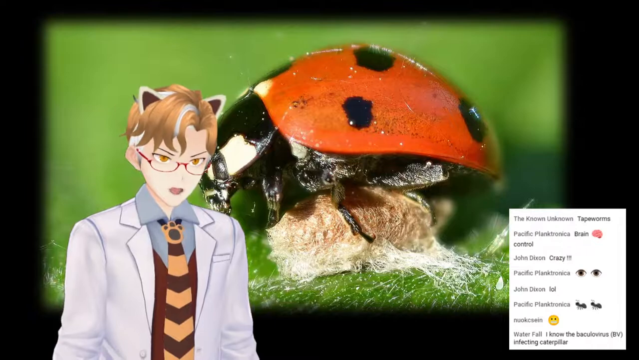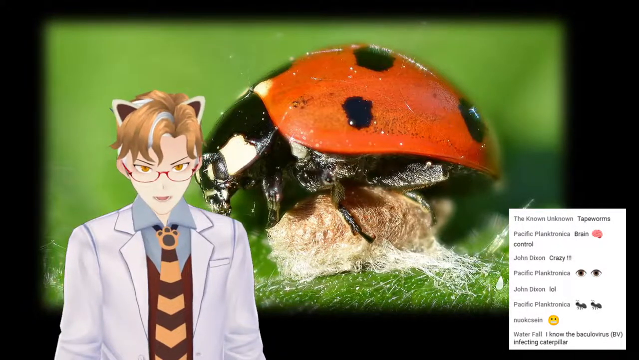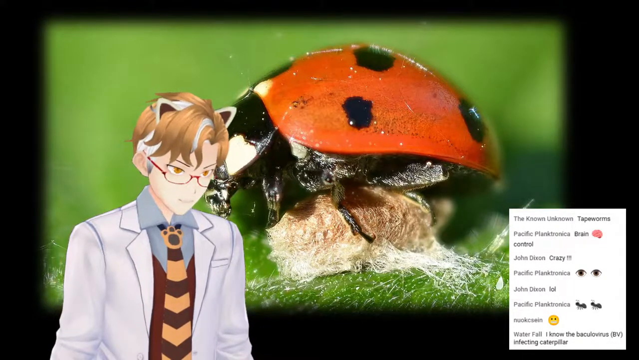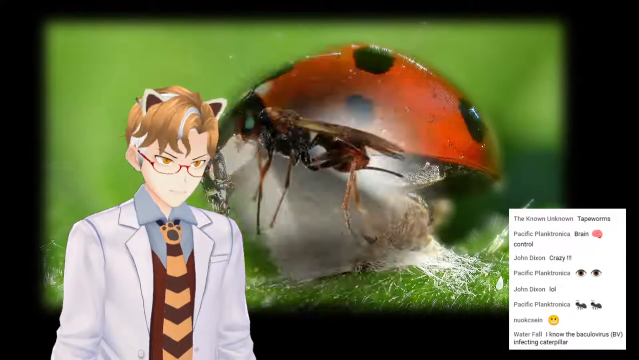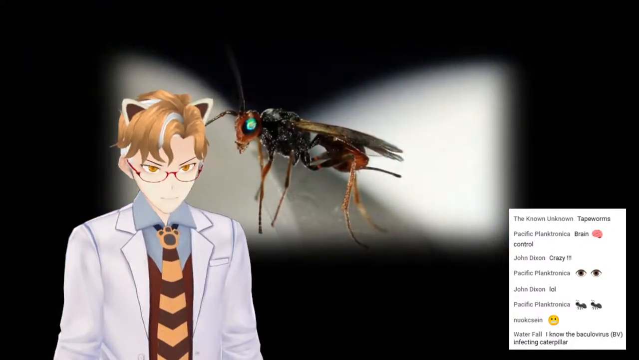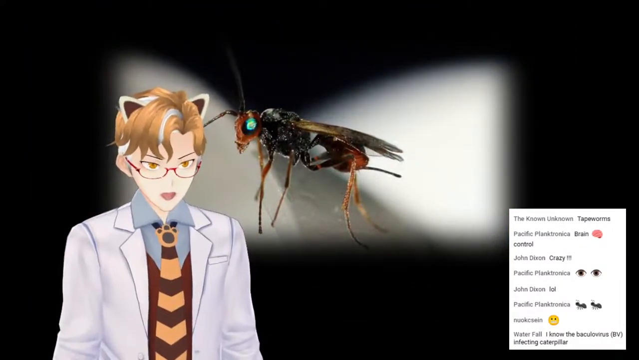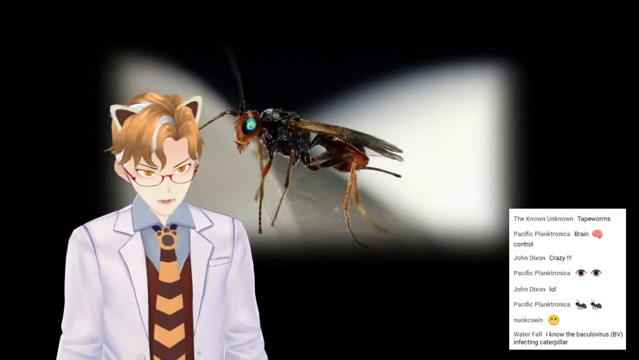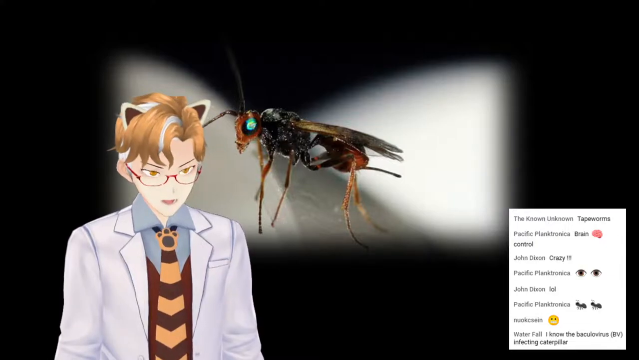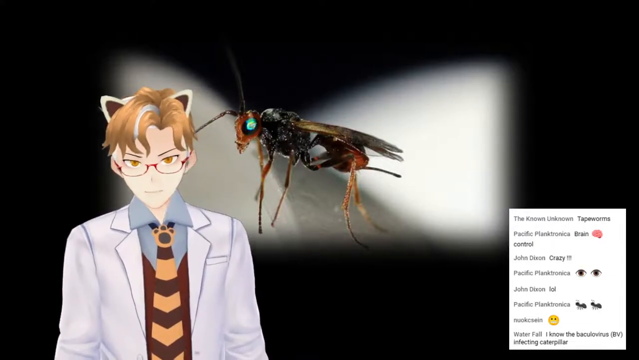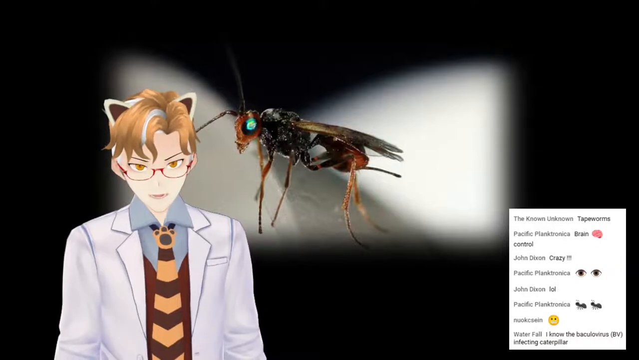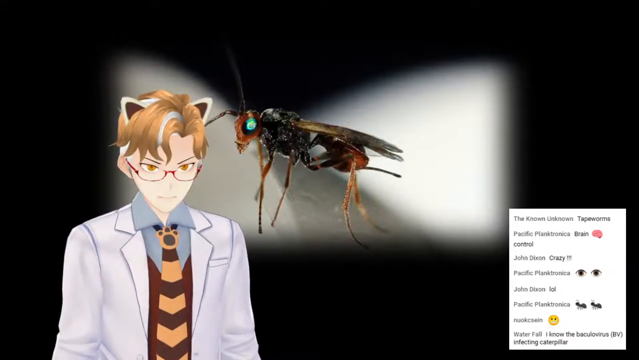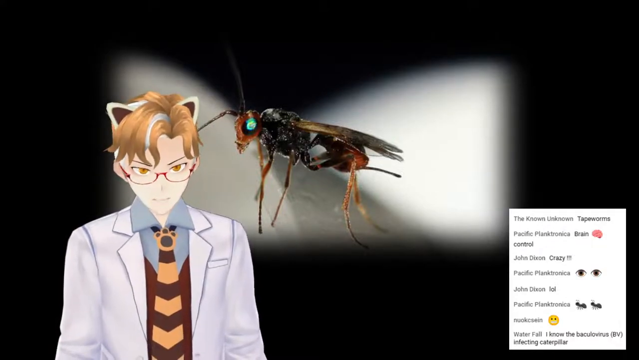But there is even more to this bizarre story. The wasp that stings the ladybug. This one. It turns out that it also hosts a parasite. Along with those chemicals that the wasp was injecting into the ladybug, there's actually a virus. A virus that uses the wasp's ovaries as a place to replicate.